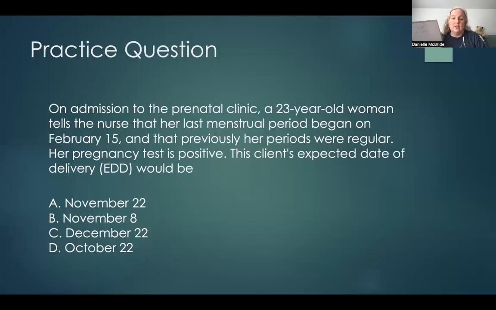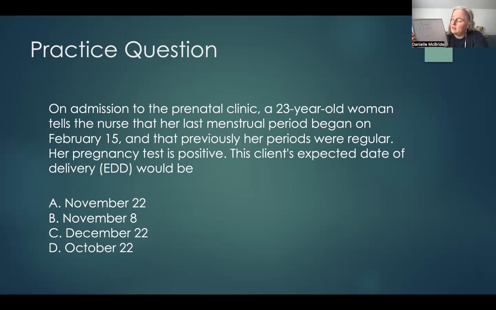So on admission to the prenatal clinic, a 23-year-old woman tells the nurse her last menstrual period began on February 15th, and her previous periods were regular. Her pregnancy test is positive. The client's expected date of delivery would be what? We're going to use Nagel's rule for this. February 15th was the first day of her last period. We want to subtract 3 months.